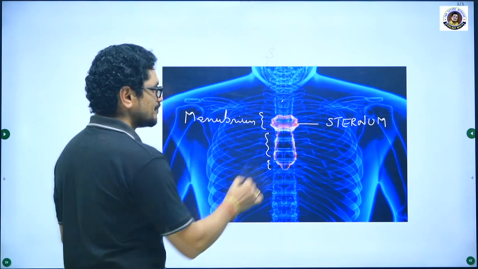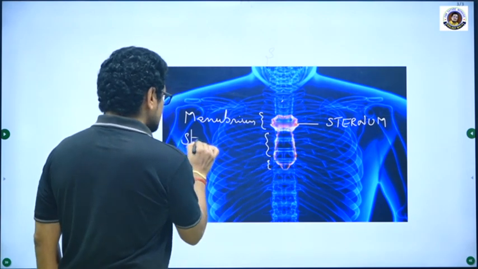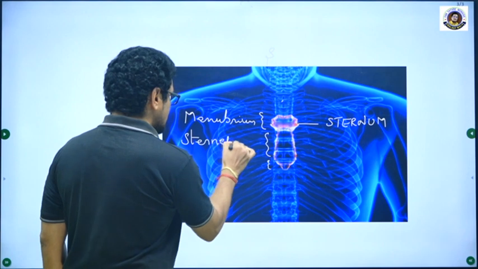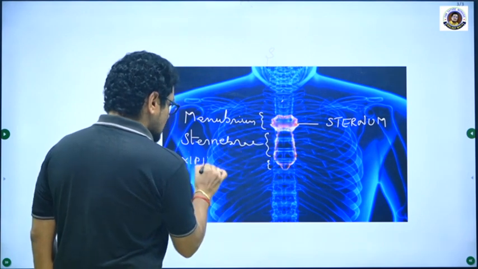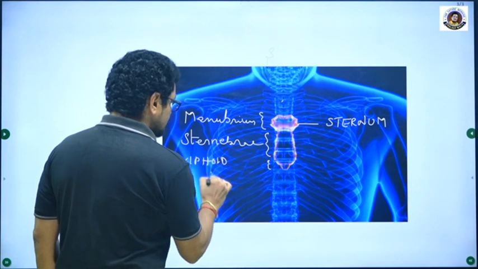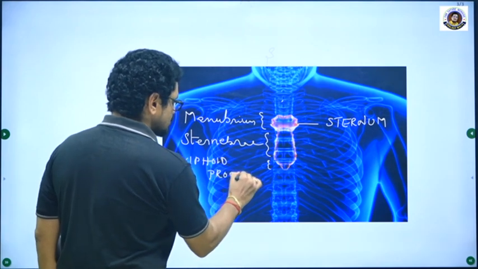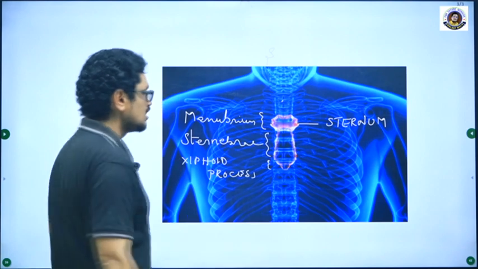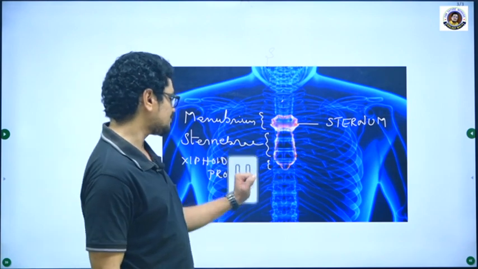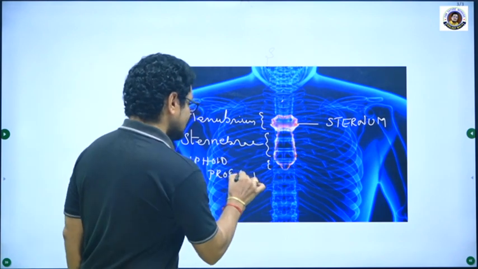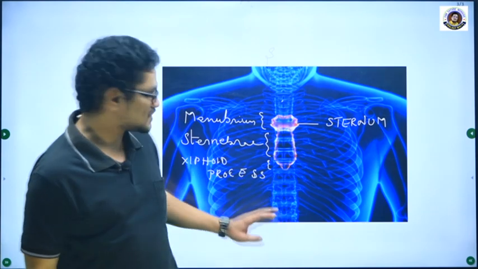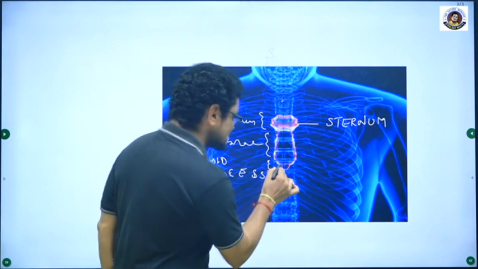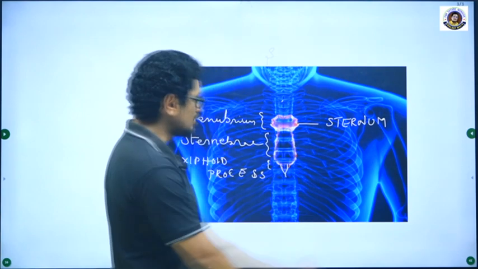M-A-N-U-B-R-I-U-M. Manubrium. And here you can see sternebrae. S-T-E-R-N-E-B-R-A-E. Sternebrae. And this is xiphoid process. X-I-P-H-O-I-D. Xiphoid process. P-R-O-C-E-S-S. Okay? No problem. Xiphoid process. This is xiphoid process, isn't it? This is the sword. Wow, beautiful.